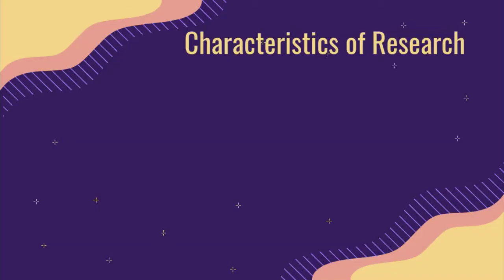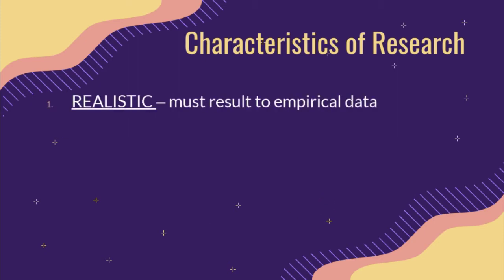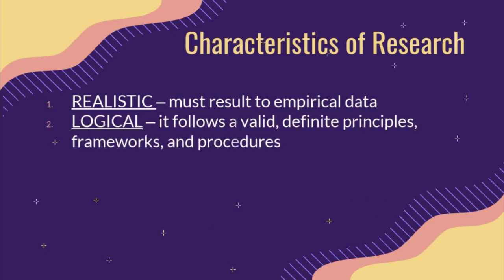Just like any other discipline, research has its own characteristics. So these characteristics distinguish research from other scholarly undertakings. The first one is realistic. So research is a realistic undertaking that must result to empirical data or those that are derived from actual observations. Number two, logical. It follows valid, definite principles, frameworks, and procedures. So failure to follow these procedures correctly may yield invalid outcomes.